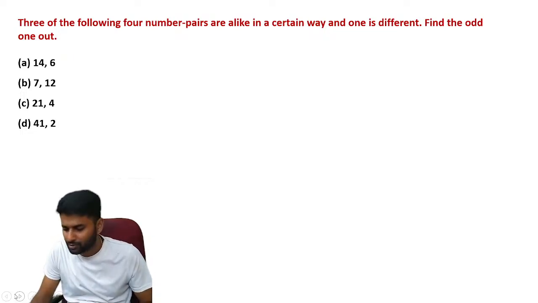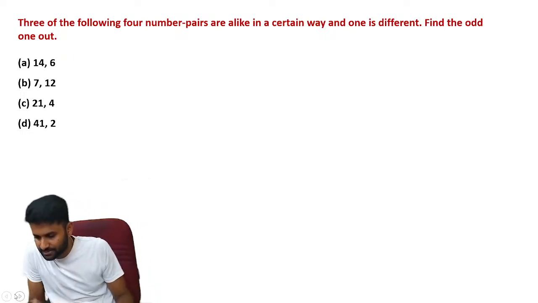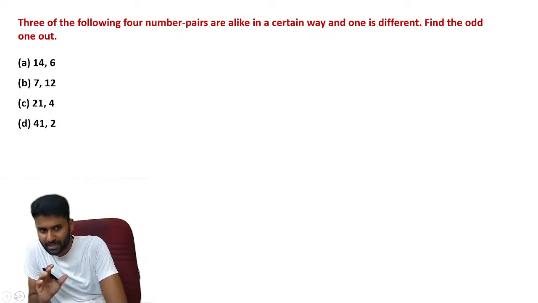Elena, can you tell me what is your logic? And Aditya also. Both are choosing different options. What is the logic for this question? 14, 6, 7, 12, 21, 4, 41 and 2. Aditya said option D, Elena said A. What is your logic?